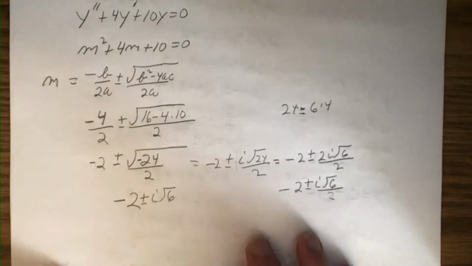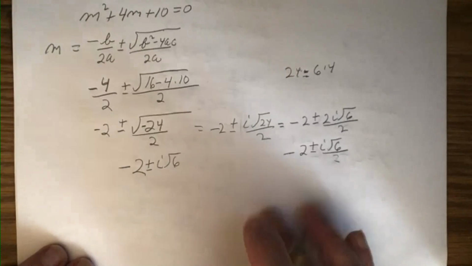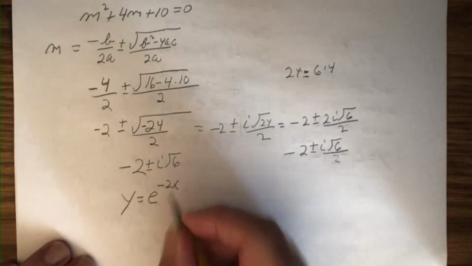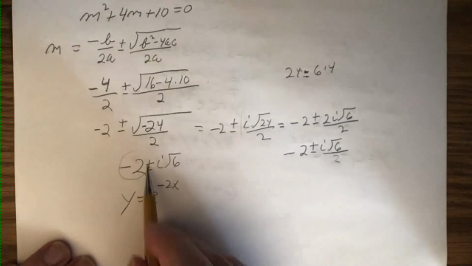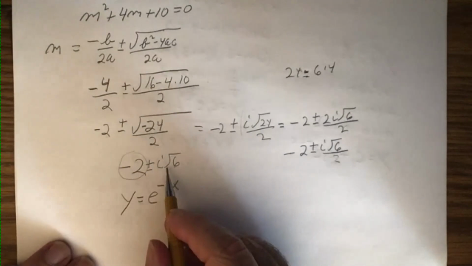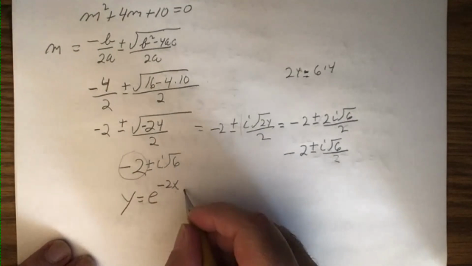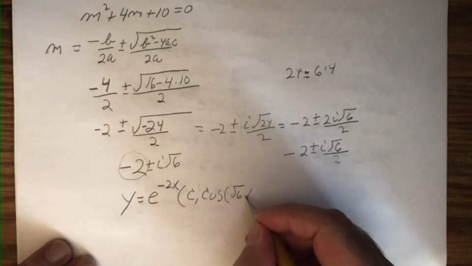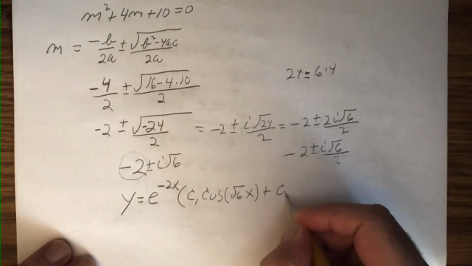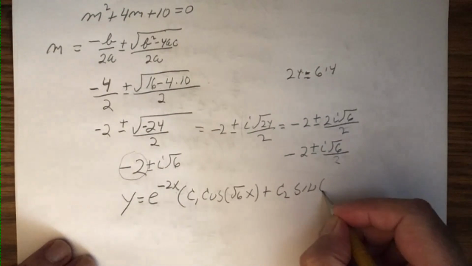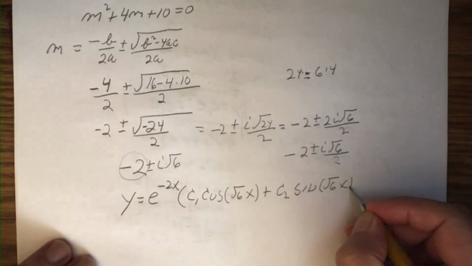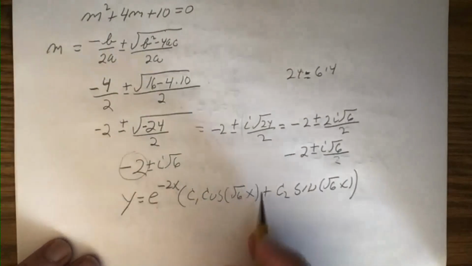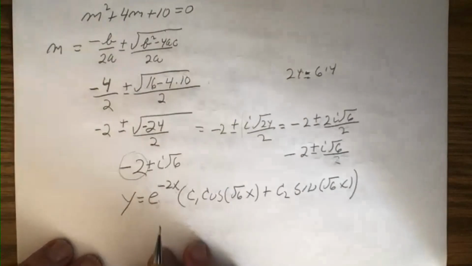That's my final result. So my solution to this differential equation is y is equal to e to the minus 2x, right? I got the minus 2 here, so it's e to the minus 2x. And where I got the i square root of 6, I'm going to write that as C1 cosine of the square root of 6 times x plus C2 sine of the square root of 6 times x, right? And you can write it like this. So once again, I could write it with the exponentials times each one of these.